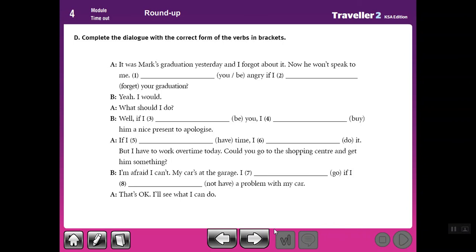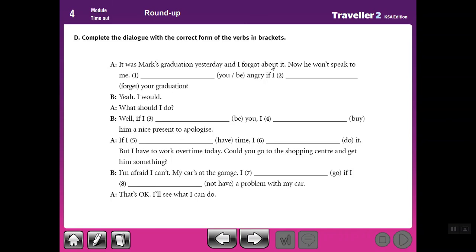Okay? In this question, we will revise the if conditional. All this question is about the if conditional. Complete the dialogue with the correct form of the verbs in brackets. A: It was Mark's graduation yesterday, and I forgot about it. Now he won't speak to me. B: Would you be angry if I forgot your graduation?